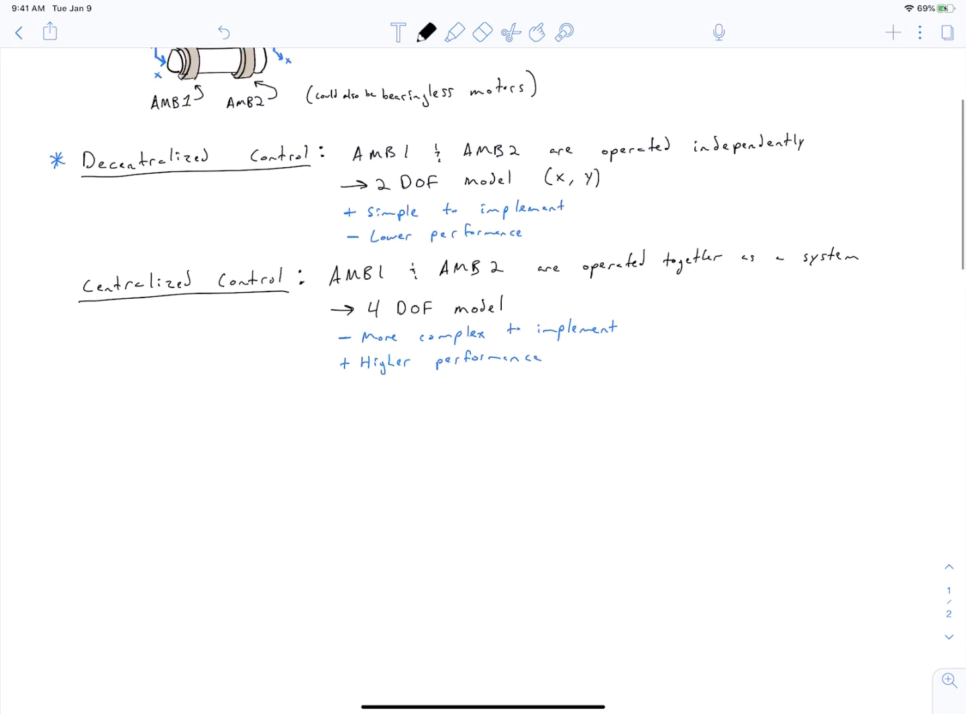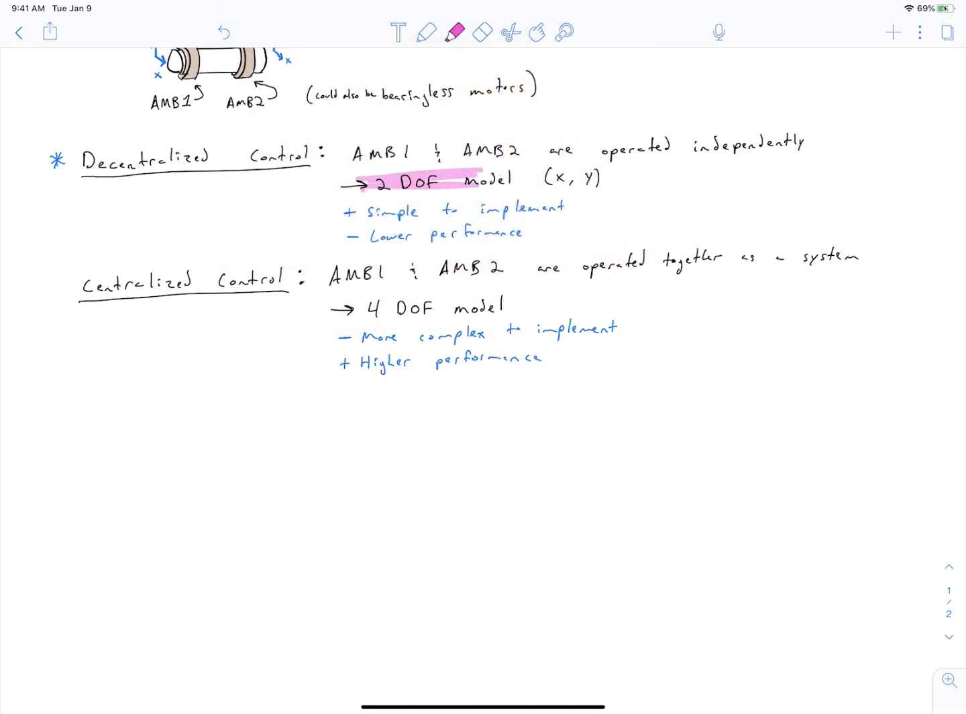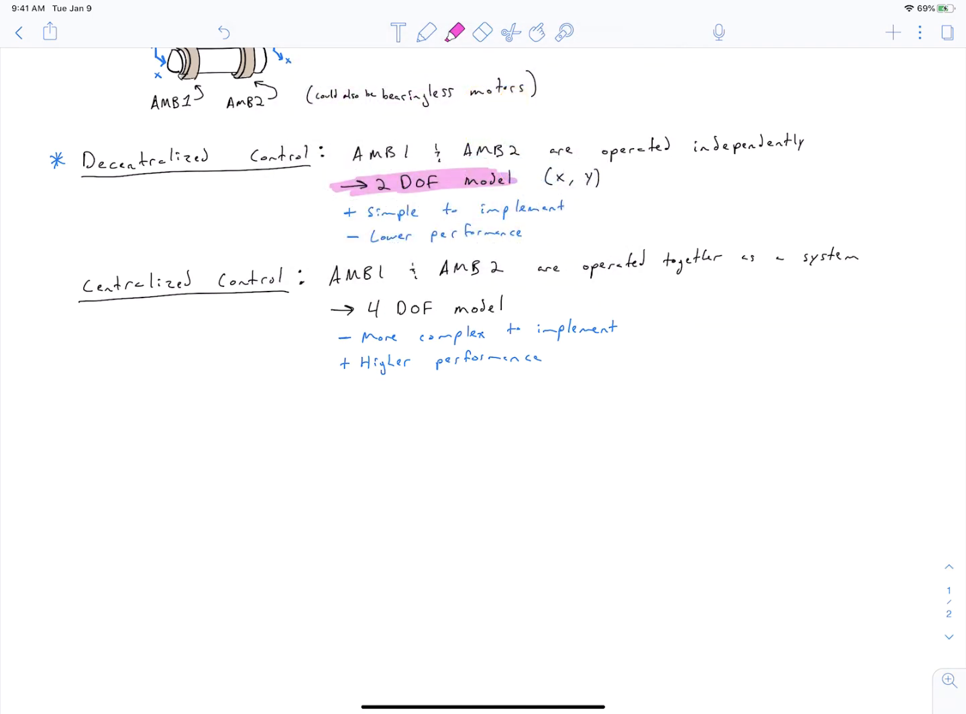So now what we're going to do is develop this 2 degree of freedom model for the decentralized control approach. And then after that, we will be designing a controller to operate on that model.